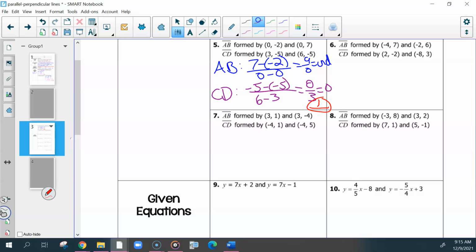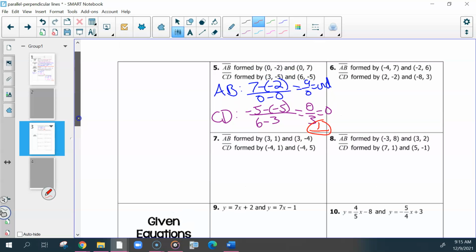Also, I know we talked about this when we were finding slope, but if you are looking at this and you see that your x's are the same, that means your x's are going to cancel and you're going to have an undefined slope. If you see that your y's are the same, that means your y's are going to cancel and you're going to have a 0 slope.